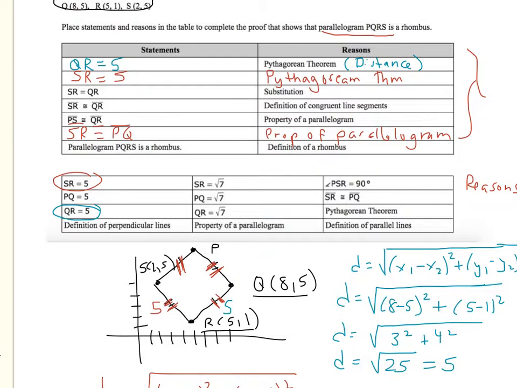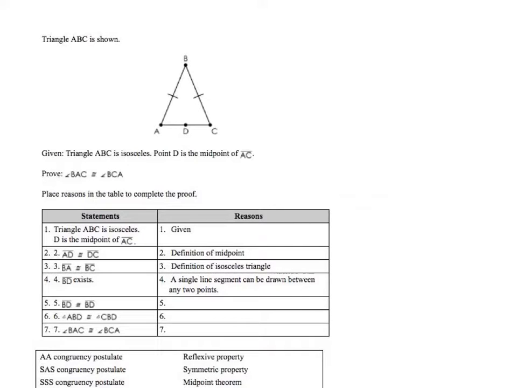So now we've proved all four sides are the same. And a rhombus is a parallelogram that has all four sides the same, so we've proved what we had. We proved that these two bottom ones were 5, and then since opposite ones are the same, this is 5, and now they're all the same. Okay, so that was definitely our hardest proof.